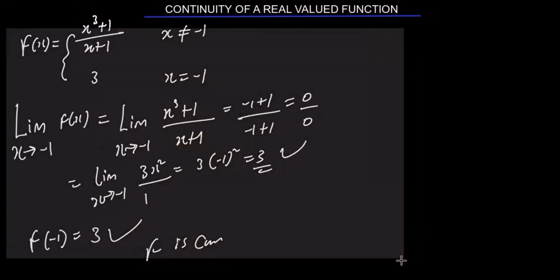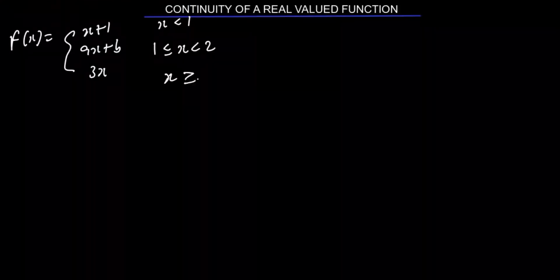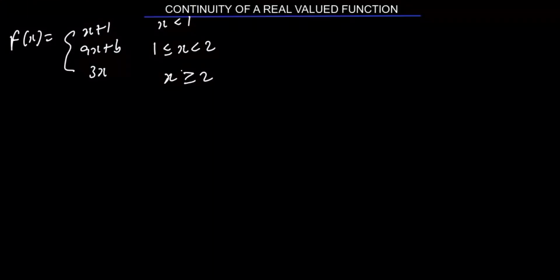So the questions we have been solving are straightforward enough. So let's dabble into some kind of problem. Let's see, if I have f of x to be this: x plus 1, ax plus b, 3x. Here x is less than 1. Here 1 is less than or equal to x, less than 2. And here x is greater than or equal to 2. This is the piecewise function defined for you.